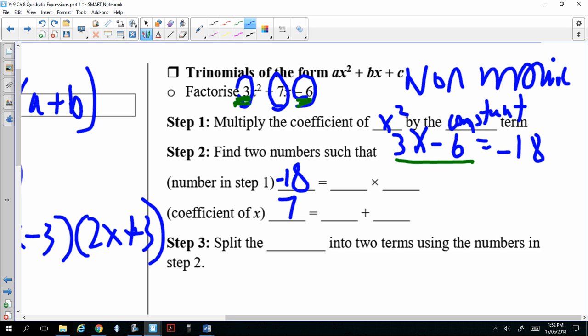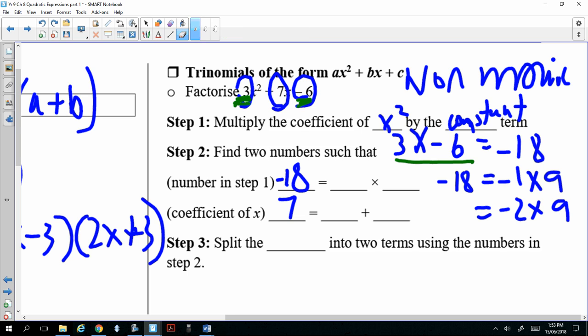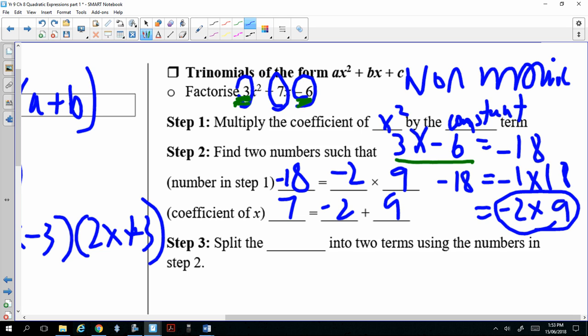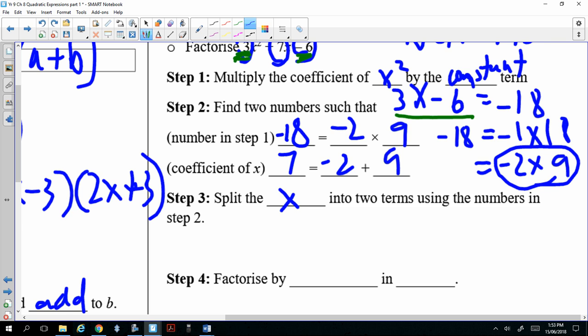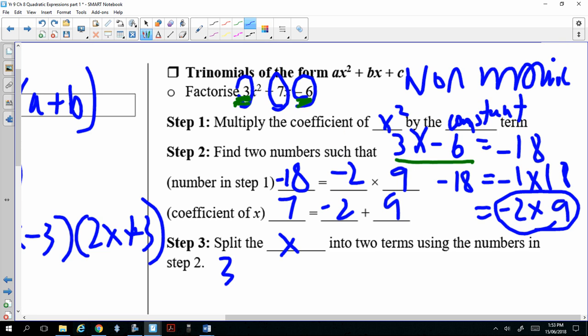Okay, so what you're going to do is find two numbers which multiply to get negative 18. Negative 1 times 18, negative 2 times 9. And we have to find one that works. I think this one works. So write negative 2 and 9. And we proceed by splitting the x term into two terms. So for the one above, 3x squared minus 2x plus 9x minus 6.